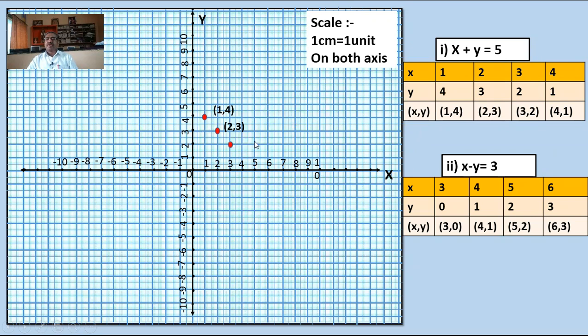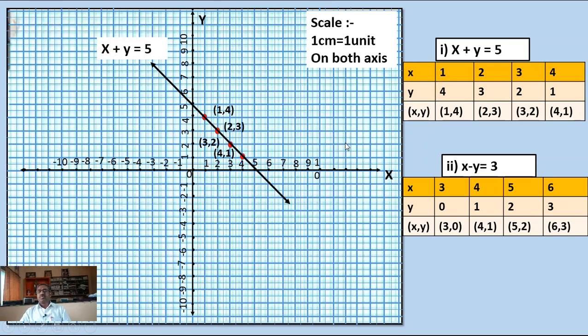Next coordinate point is (3, 2). X coordinate is 3, y coordinate is 2. Then we get the (3, 2) coordinate point on the graph paper. Next, x coordinate is 4, y coordinate is 1. Then we get (4, 1). To draw a line passing through all points, then we get a straight line. The straight line is the graph of the equation x plus y is equal to 5.